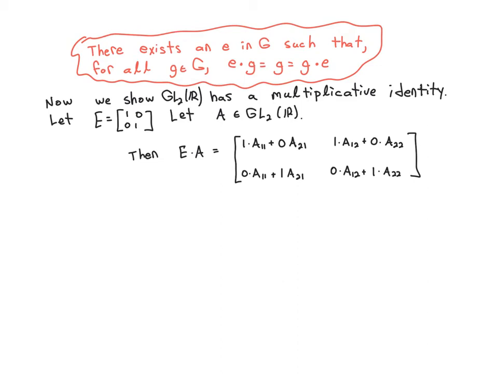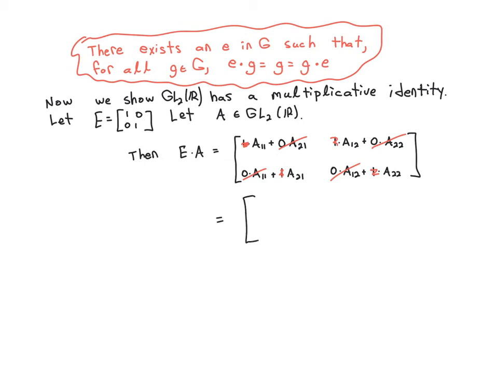Now this second statement involves a universal quantifier. So I take an arbitrary matrix in my set, and then I need to do this calculation. So take an arbitrary matrix A, let A be in GL2, and then let's compute E times A. Well, by definition of matrix multiplication, here is the matrix. Well, let's see what happens. 0 times anything is 0. And 1 times anything is the other number, because 1 is the multiplicative identity for the real numbers.